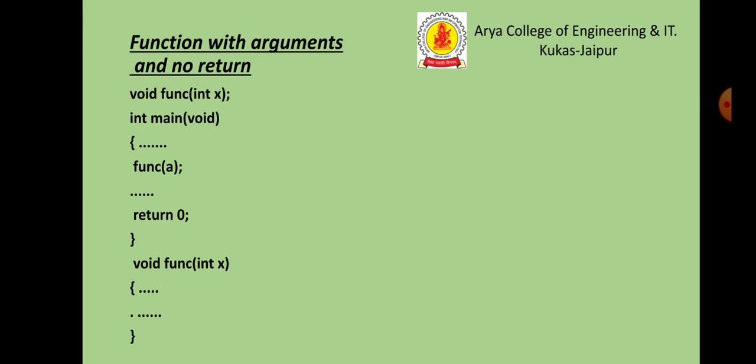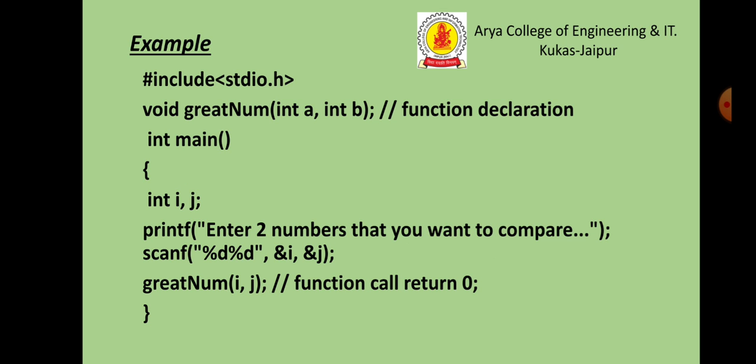Now here is an example for the third type, function with arguments and no return value. It has arguments but it does not return any value, so the return type of the function is void. Func has arguments, so we write int x. In the main function we pass a value a to the function's int x. Let us consider an example. Here we declare a function greatNum with int a and b. Two arguments are there but it does not return any value, so there is void.